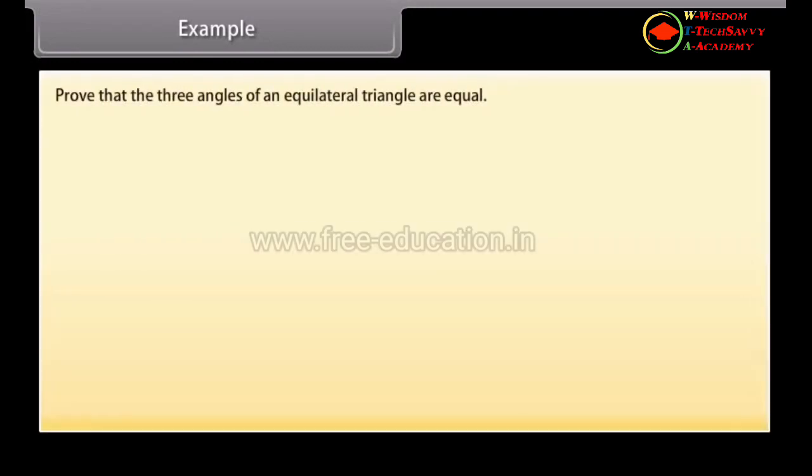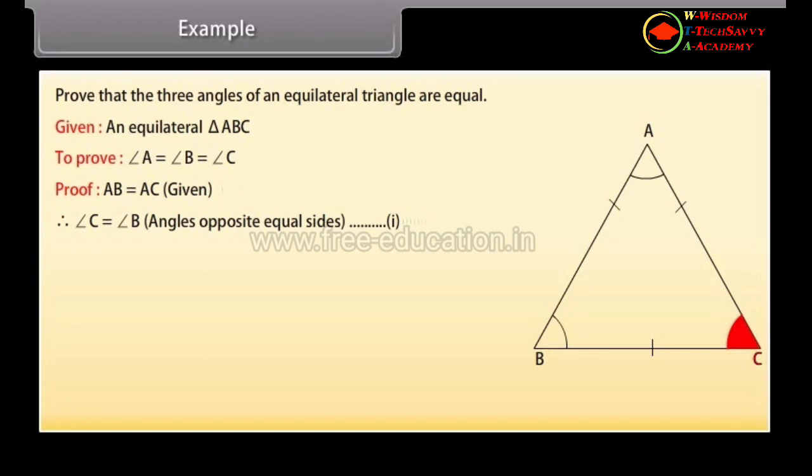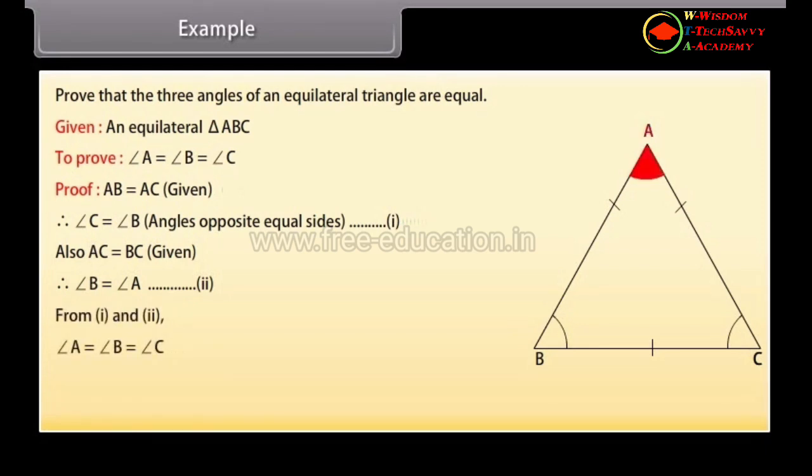Example. Prove that the three angles of an equilateral triangle are equal. Given an equilateral triangle ABC, we have to prove that angle A is equal to angle B, which equals angle C. Proof. AB is equal to AC is given. Therefore, angle C is equal to angle B because angles opposite equal sides are equal. Mark it as 1. Also, AC is equal to BC is given. Therefore, angle B is equal to angle A. Mark it as 2. From 1 and 2, angle A is equal to angle B, which is equal to angle C. Hence the result.